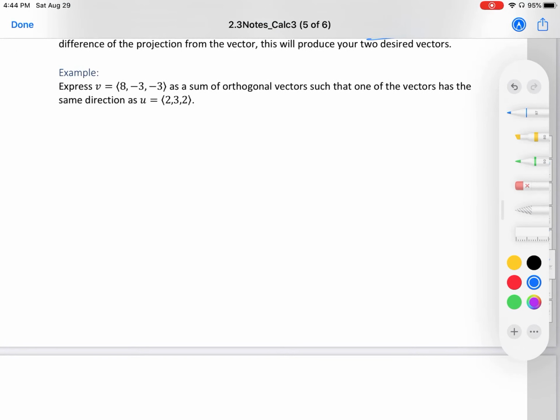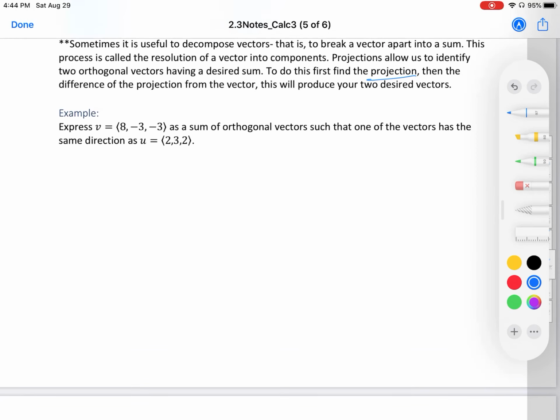Example: express v, which is 8, -3, -3, as a sum of orthogonal vectors such that one of the vectors has the same direction as u, 2, 3, 2. All right, so what we're trying to do is break down this vector as two vectors. Keep in mind the direction of u. Well, if we read above, it tells us just how to do it. We're going to find the projection and then find the difference of the vector projection from the vector. So let's start off by finding the projection.